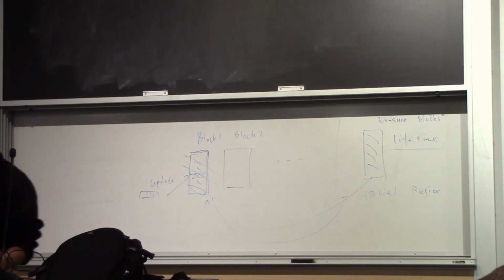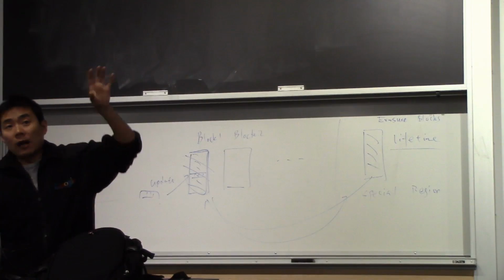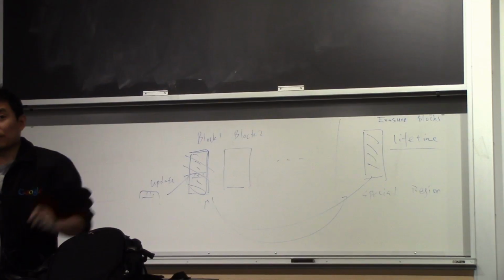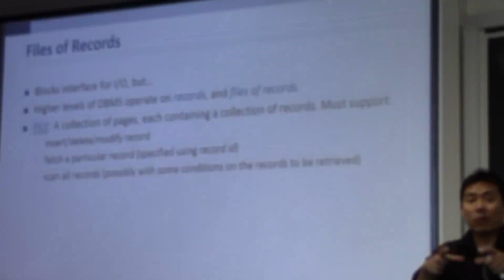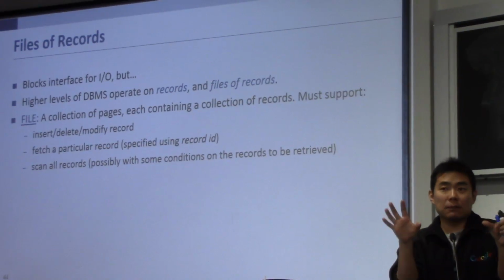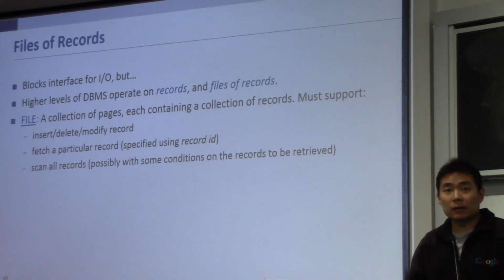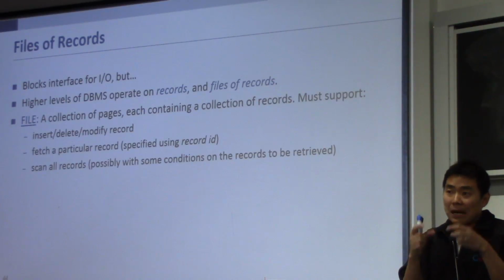Okay, so that being said, we're going to move on to the next discussion. We talked about storage hierarchy, buffer management, and disk space management. In particular, now we understand how we retrieve a particular block from the hard drive, and we need to cache that in the buffer to serve the higher layer requests.